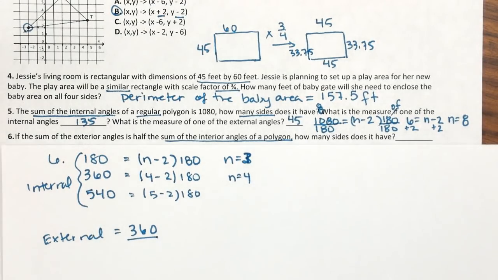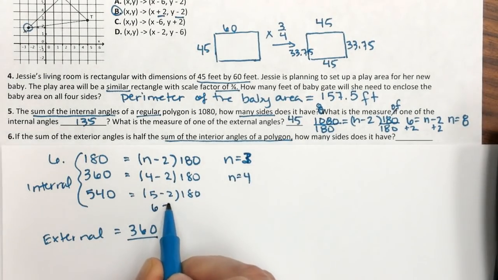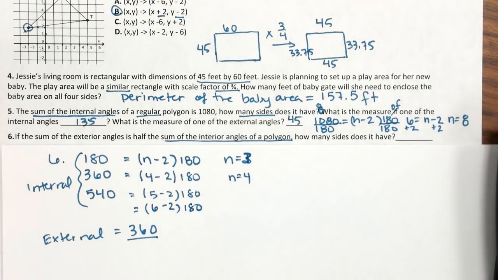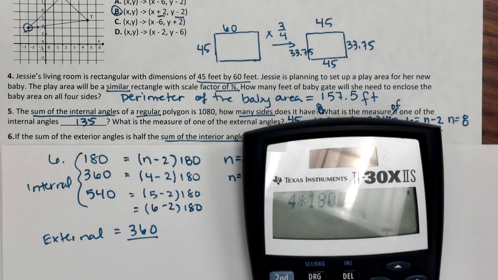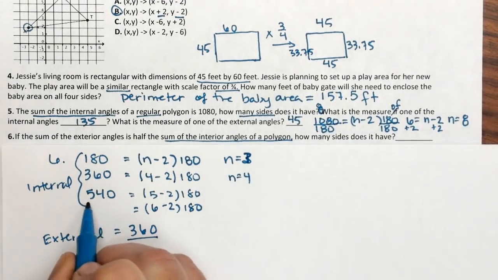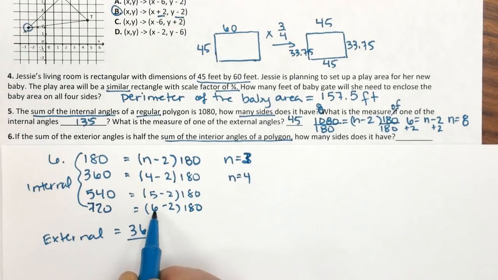Not yet. So what am I looking for? It looks like I'm looking for the next one, which would come from 6 minus 2 times 180, right? So 6 minus 2, that's 4 times 180. So 4 times 180 is 720, okay? So 720 is the sum of interior angles for a 6-sided polygon, and 720 is 2 times 360.